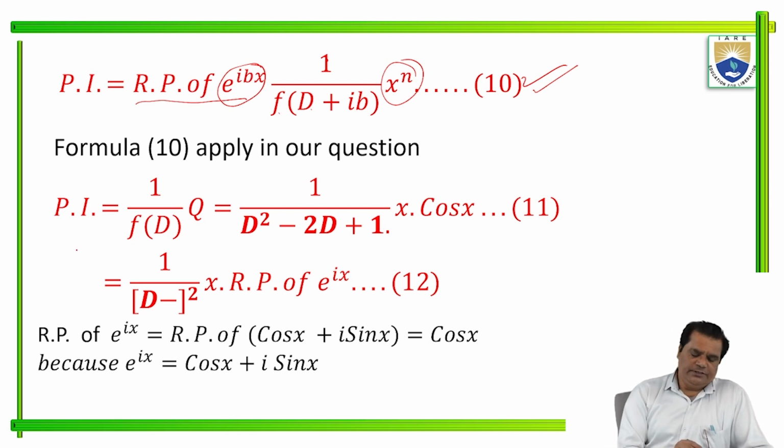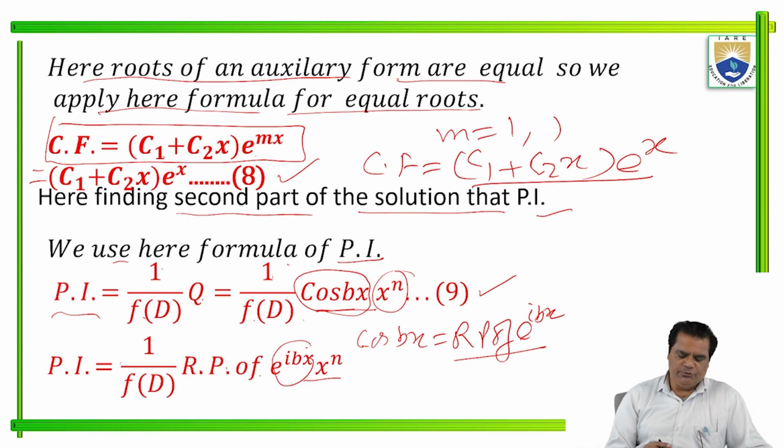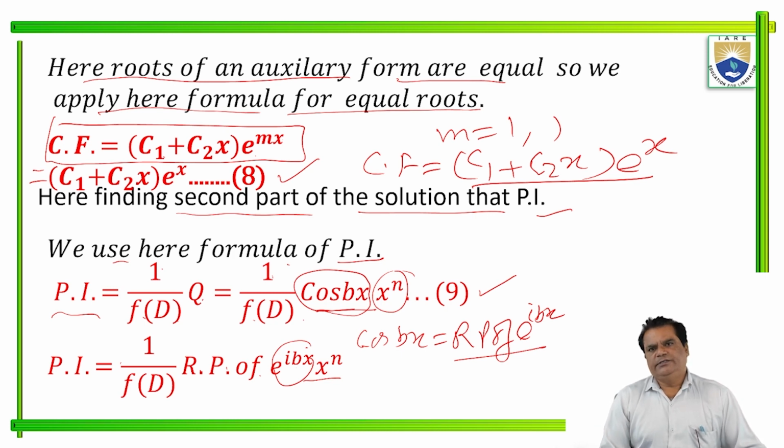But now in our question, the particular integral is 1 upon f(D) into Q, and the value of f(D) is D square minus 2D plus 1. Here I am showing the general method in equation 9. The same process we apply in our question.